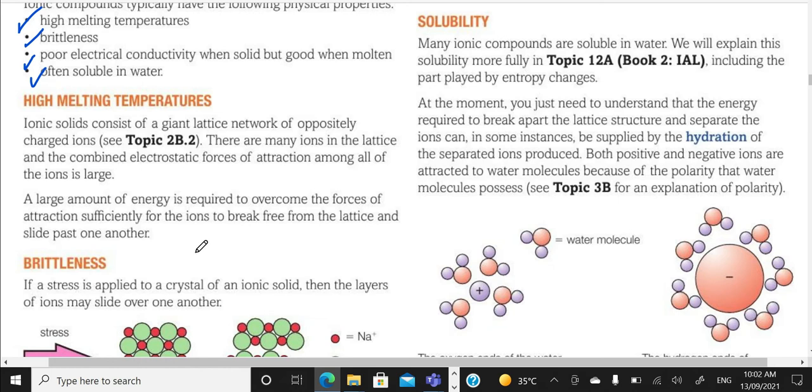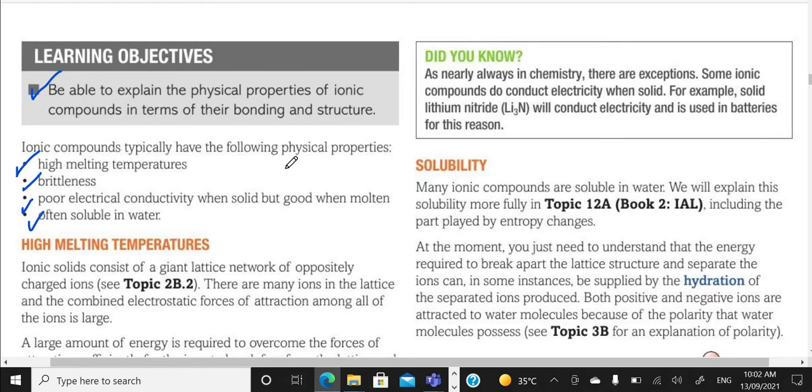So can you please turn off your mic? I'm sharing the screen. Can you see it? Do you see this? Yes. Okay.